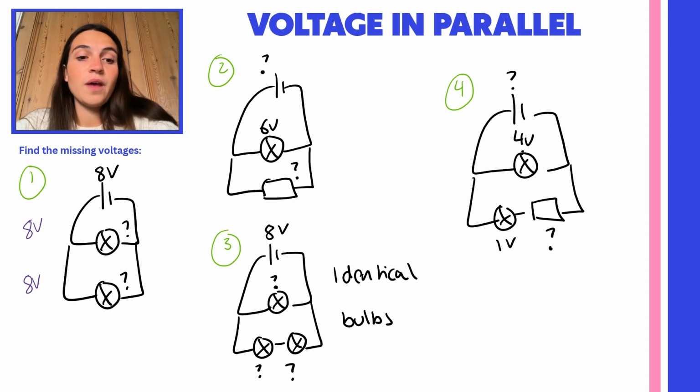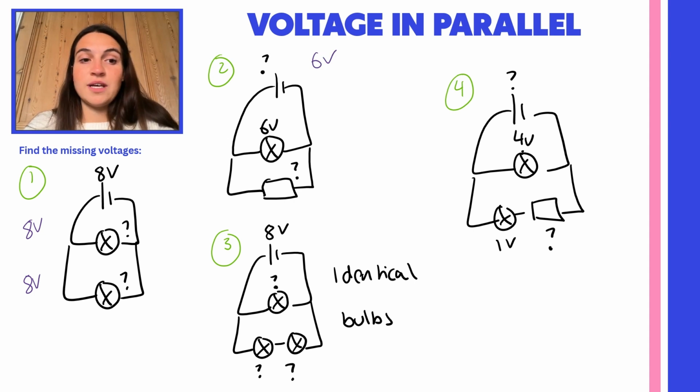Okay, number 2. This time we've been given that the bulb in the first branch receives 6 volts, and we're trying to work out what the voltage is of the supply and what the voltage is over the resistor in the last branch. Since that bulb in that first branch receives 6 volts, and we're in a parallel circuit, that bulb must be getting the entire supply voltage, that means my supply voltage must be 6 volts. And the resistor in that final branch should also therefore be receiving the total 6 volts.